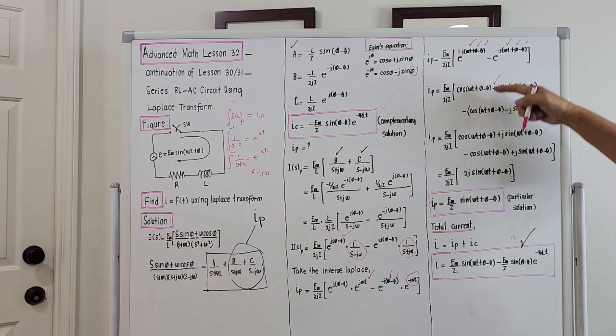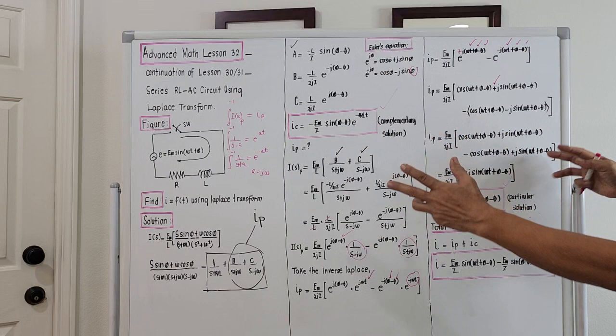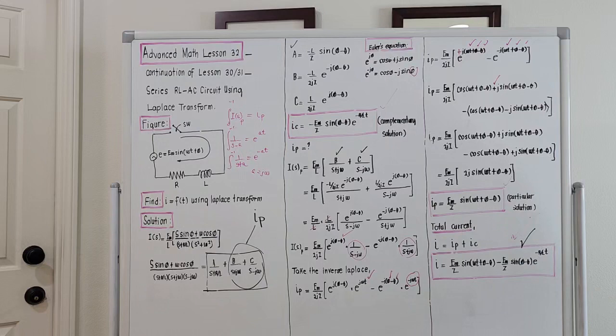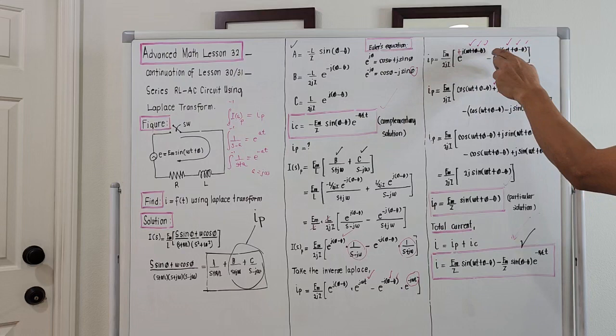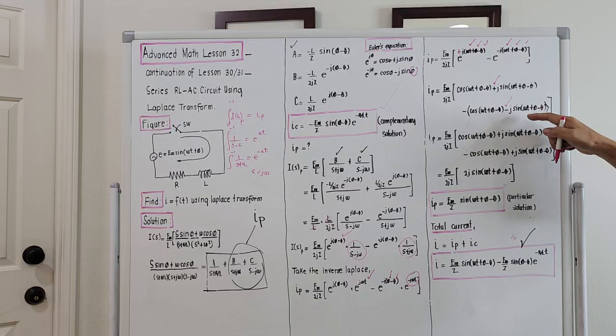I put a closing bracket because this is negative, and the next step will be we will try to simplify, right? Just to be safe. The expansion of this, again by using Euler's equation, will still be cosine of omega t plus angle p minus theta, but since this is minus, this should be minus j sine of the quantity omega t plus angle p minus theta, close bracket, close bracket. And if we try to simplify this one, this is I particular, right?